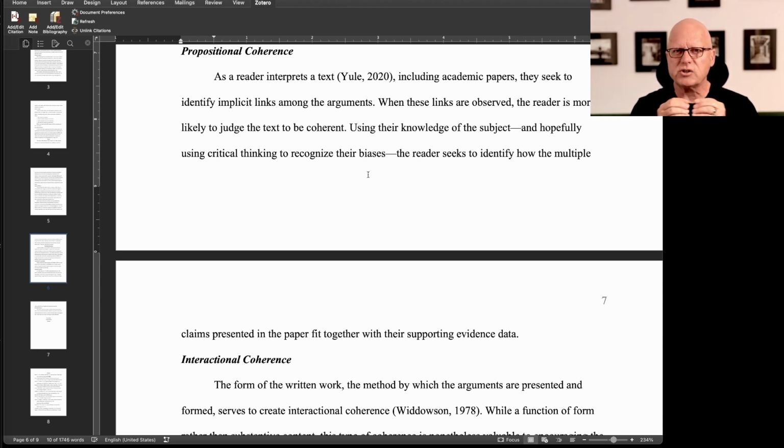And when that thread's broken, or there's an interjection made, or a left turn made and the topic changes, we find that disconcerting. Now, in humor, that can be very funny, but we don't expect most academic papers to serve the purpose of humor.